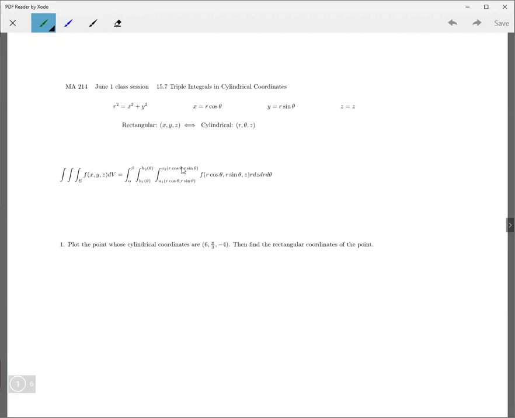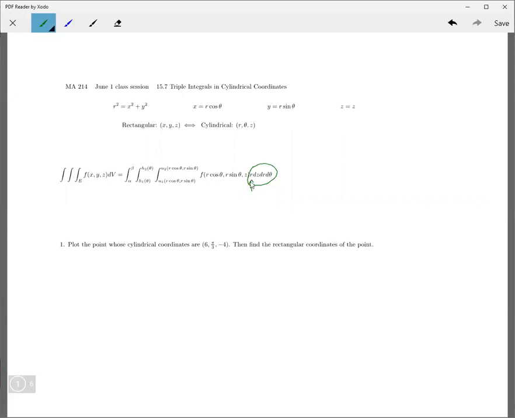Okay, and you still have this piece right here, this r dr d theta. Remember, you have to add the r when you're doing polar coordinates. This is part of the unit of measurement, the unit of volume.